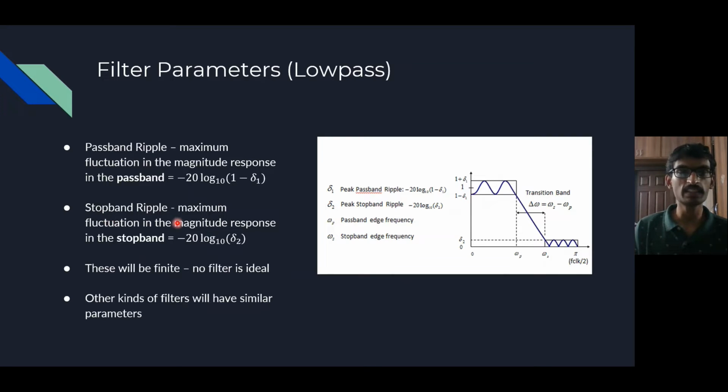And a stop band ripple is a similar measure in the stop band. It is the maximum fluctuation in the magnitude response in the stop band, given as minus 20 log to the base 10 of delta 2. So typically in digital filters with a finite impulse response, you will have these parameters as finite, because no filter is ideal. There will generally be some ripple over here and over here. And also, as I mentioned earlier, other kinds of filters will have similar parameters.